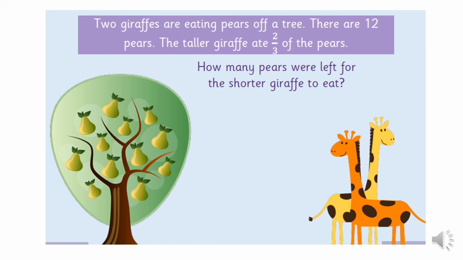Let's try this question together. 2 giraffes are eating pears off a tree. There are 12 pears. The taller giraffe ate 2/3 of the pears. How many pears were left for the shorter giraffe to eat? Well, if the taller giraffe ate 2/3 of the pears, then the shorter giraffe will eat 1/3 of the pears. Can you now work out what 1/3 of 12 is? Take a pause.